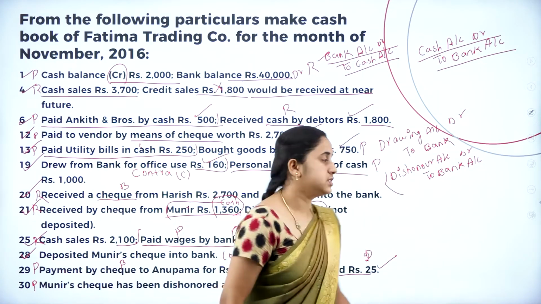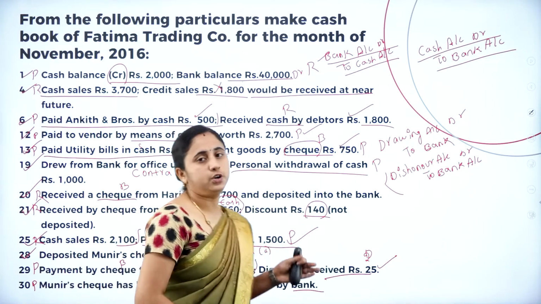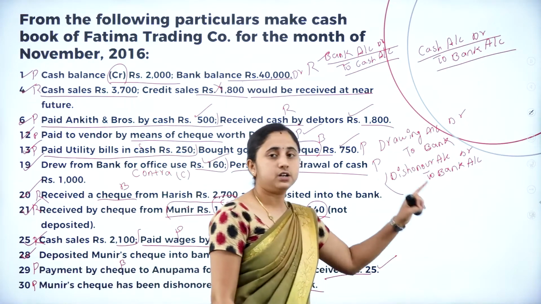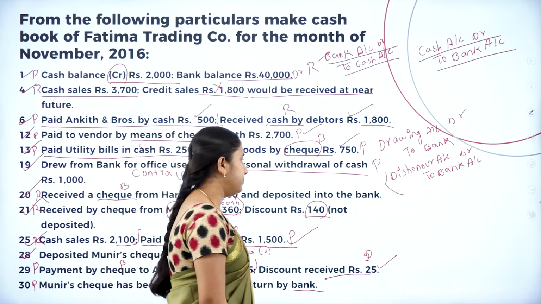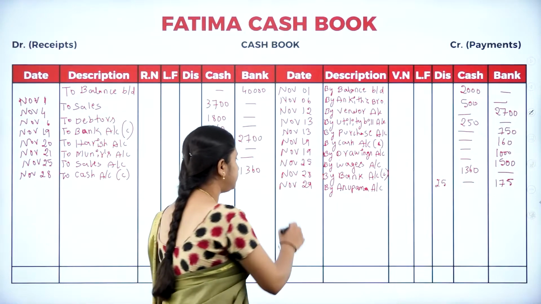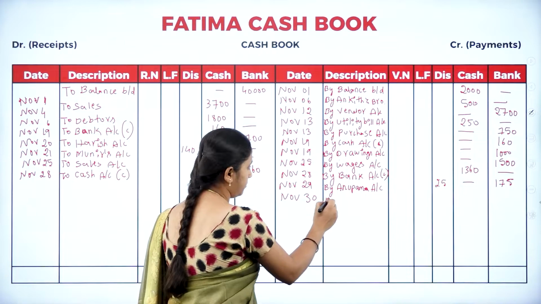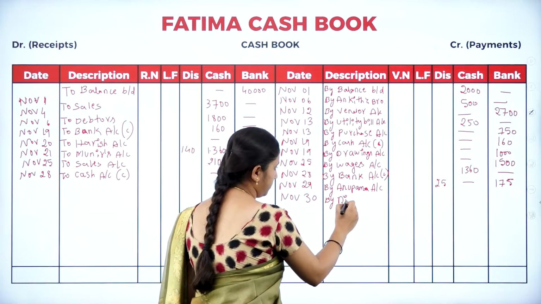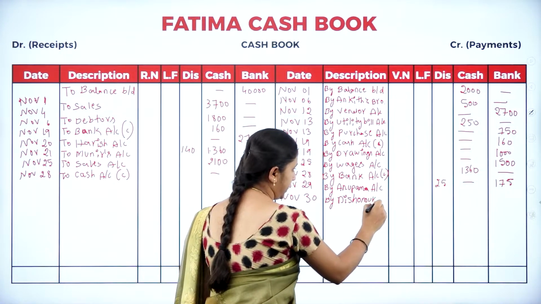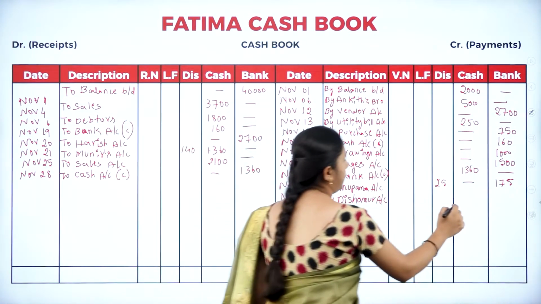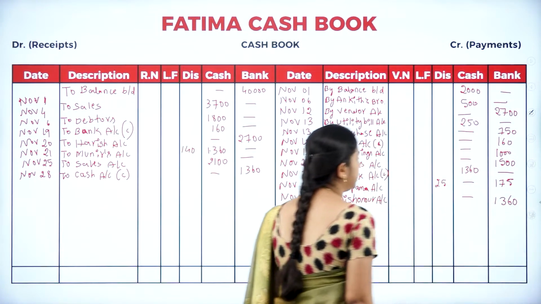Next, last, November 30th, Munir's check has been dishonored and returned by bank. So the entry for dishonor of check is dishonor account debit to bank account. Just transfer into cash book. Bank is credited, so write in the credit side, by dishonor account, amount in bank column. November 30th, by dishonor account, amount in bank column 1360.